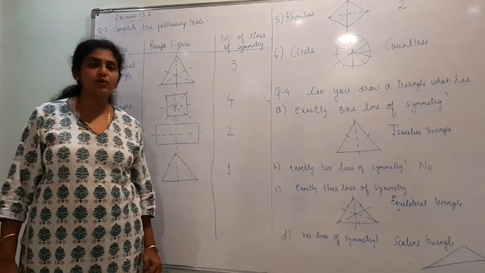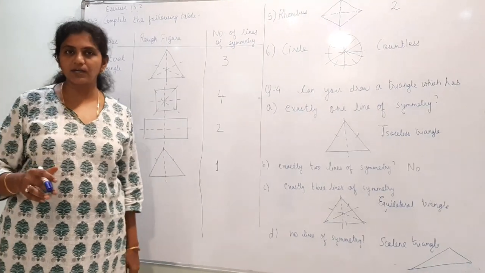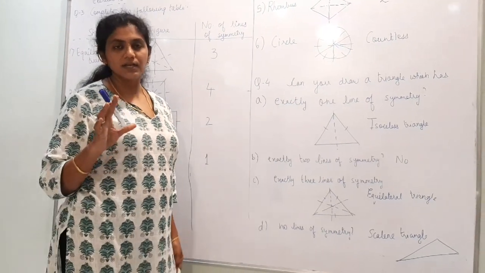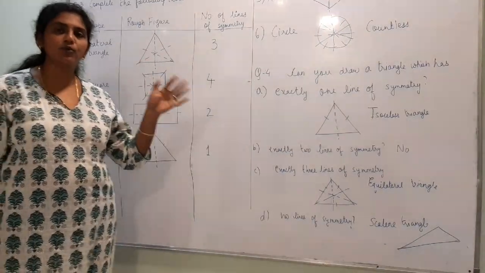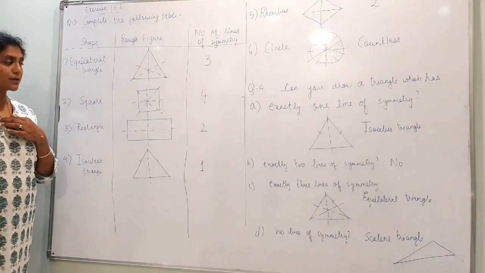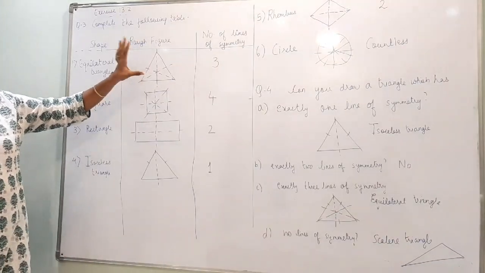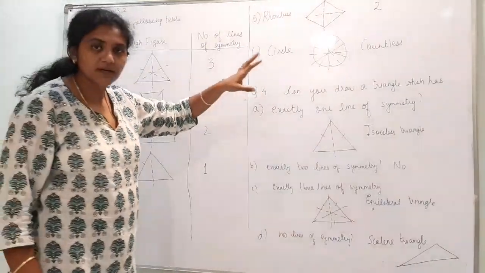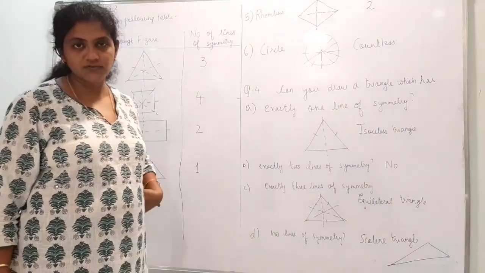Exercise 13.2. As many of the questions are related to the line of symmetry, you have done them in the textbook itself. You have to do it in the textbook. This question you have to do in your notebook. So here, complete the following table. Here shapes are given. You have to write or draw a rough figure, and from that you have to find the number of lines of symmetry.